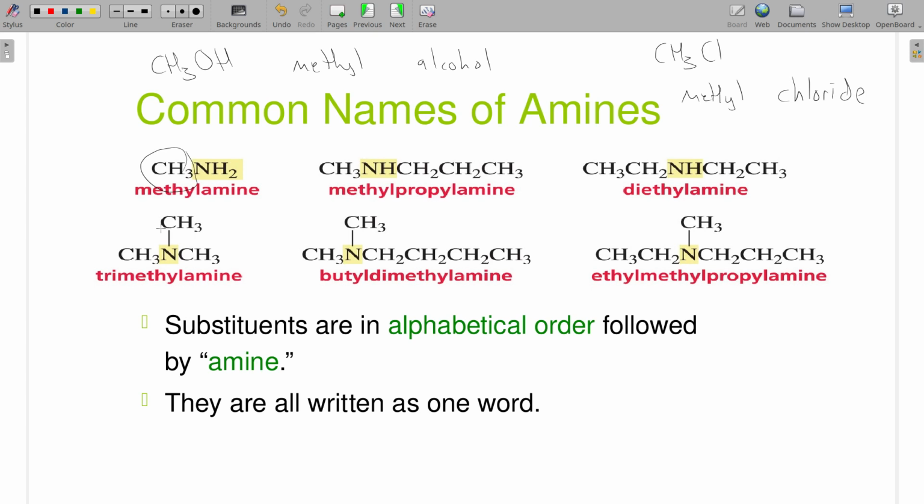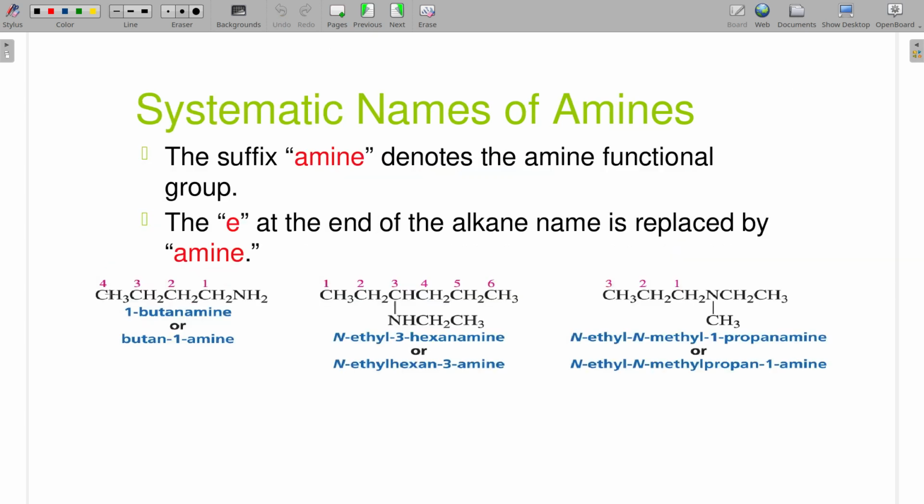We're going to name the substituents and then put the word amine, and we typically list the substituents in alphabetical order. And if there is more than one of the exact same thing, like this one, we do see di, and sometimes even tri, which is what happened down here. But those are common names. IUPAC is just ever so slightly different.